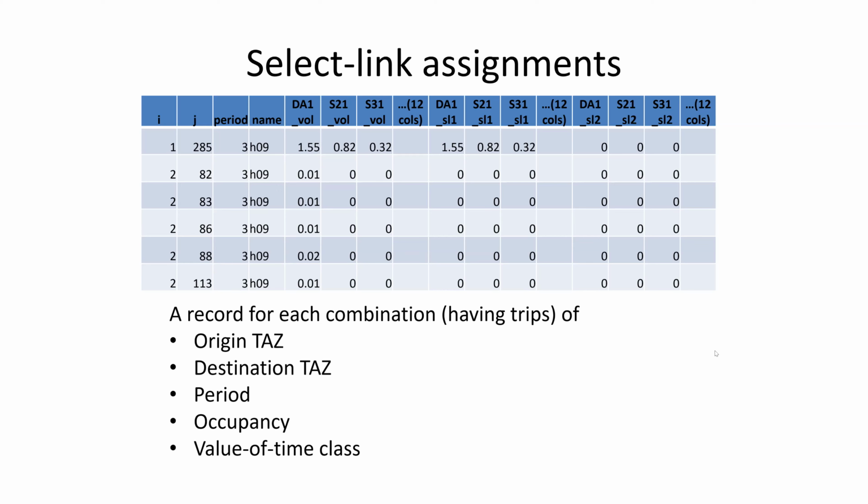And when we turn these select link trip matrices out into text form, because it's useful in what we do next.